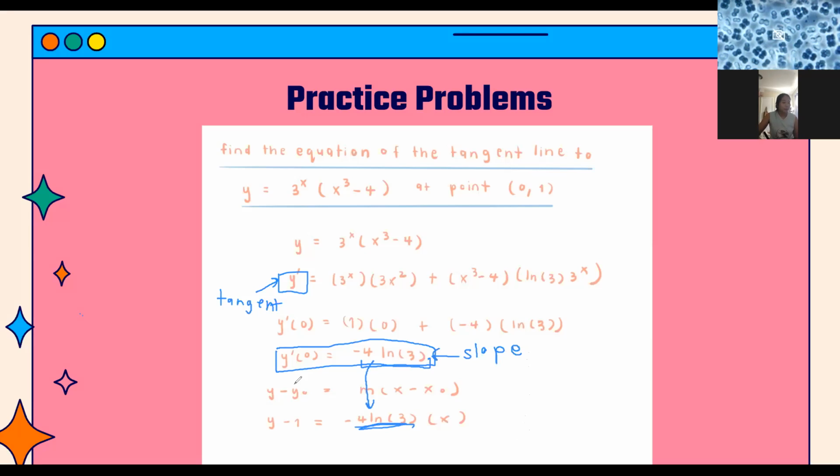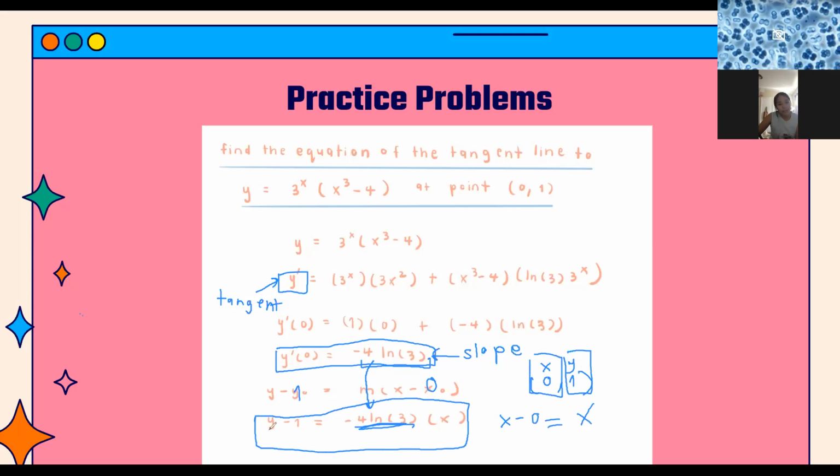And for y0, because we start at 0, 1, we put 1, because that's where we start. And for x0, we put 0 because that's where we start. So that's why the x is gone, because it's x minus 0, which equals x, right? So this is your equation. So the point slope formula is y minus y0 equals m times x minus x0? Yes, but y2 minus y1 is also okay. You can use them interchangeably: y2 minus y1 or y minus y0.